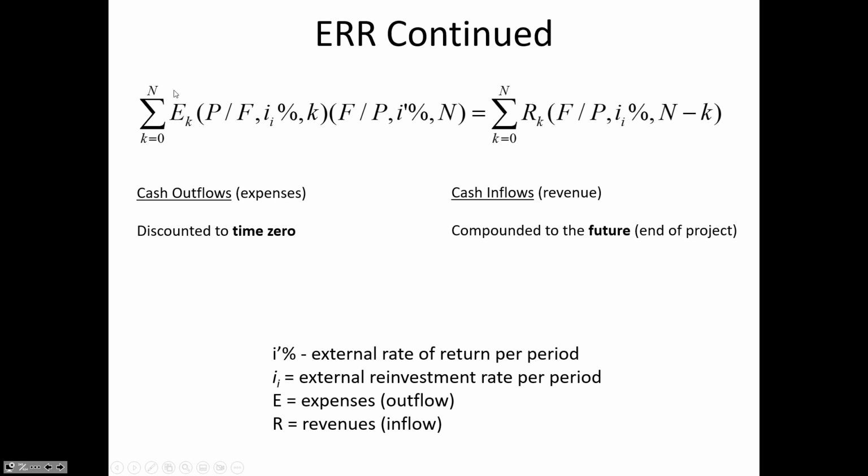And so the expenses are all taken to the present. The revenues are all taken to the future. And when you're taking the revenues to the future, you're using the external reinvestment rate. But then when you're relating together the outflows and inflows, you're using the unknown, I prime, the unknown external rate of return.